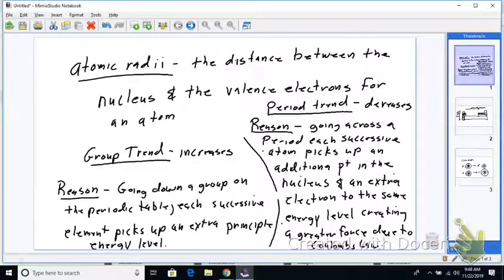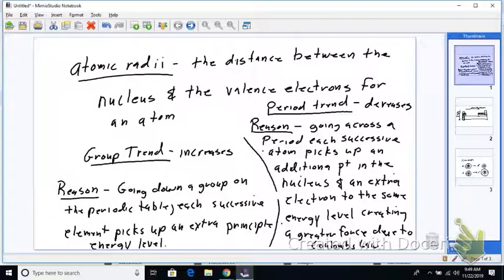And atomic radii. So if this was my board, I got the definition there. It's the distance between the nucleus and the valence electrons for an atom. So basically the radius, that would be the radius, and that kind of gives you an indication of the size of the atom.